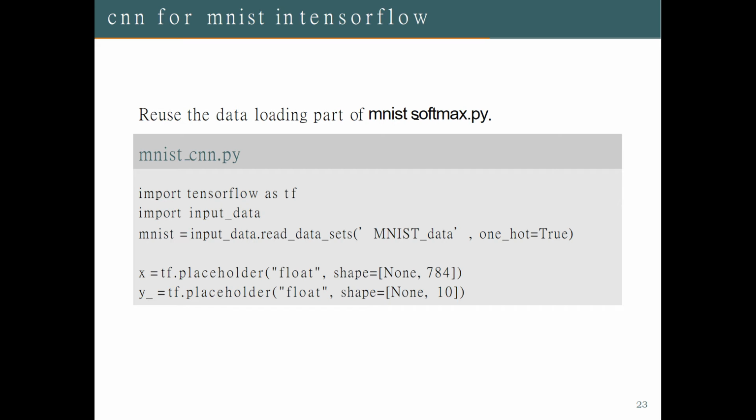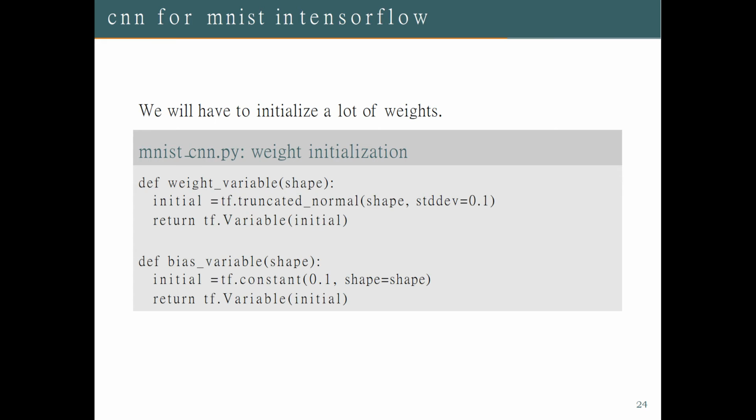How we reuse the data loading part of MNIST. We will import TensorFlow, import input data, make the same x and y placeholders, and then define a weight variable, which is initial tf.truncated_normal with shape and standard deviation 0.1, and return tf.Variable. Then we can make a function bias_variable with initial equal to tf.constant 0.1 and return tf.Variable initial.